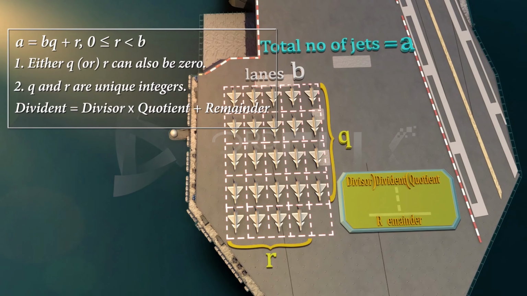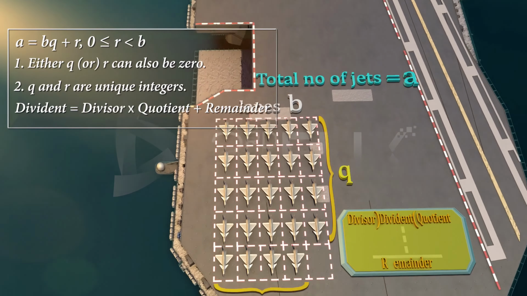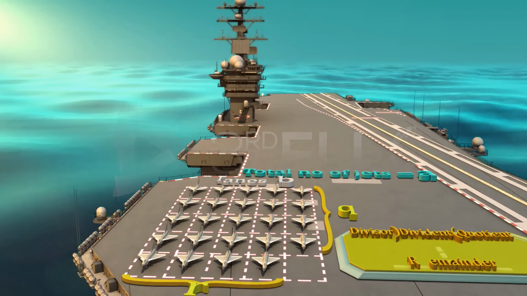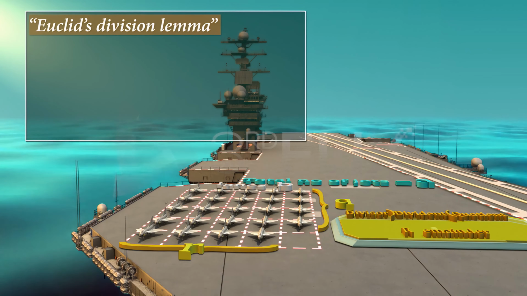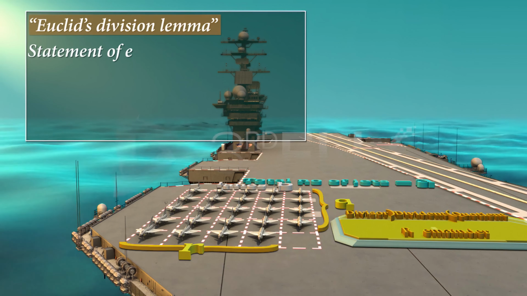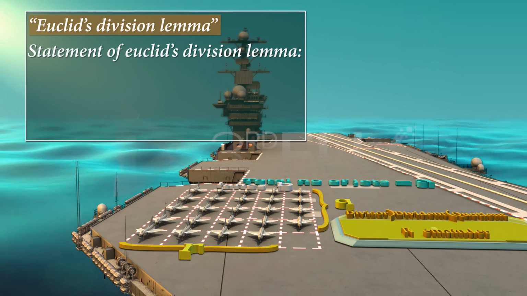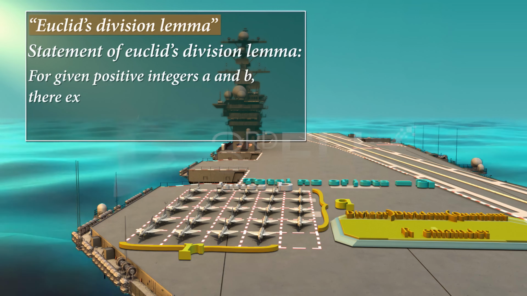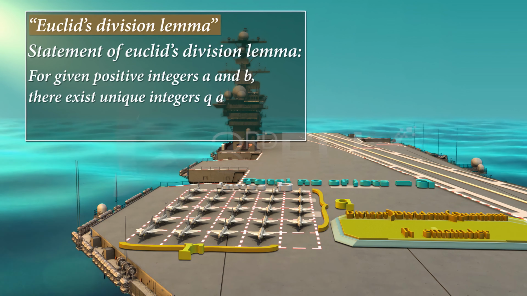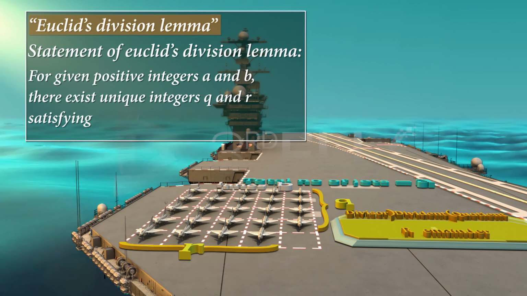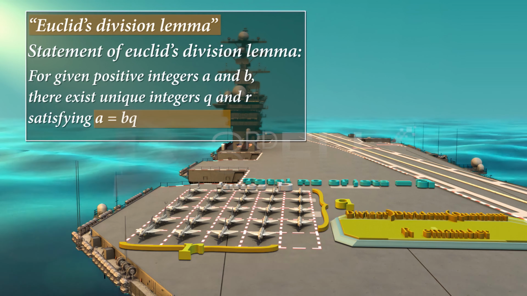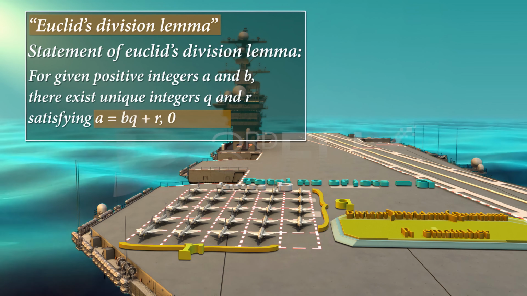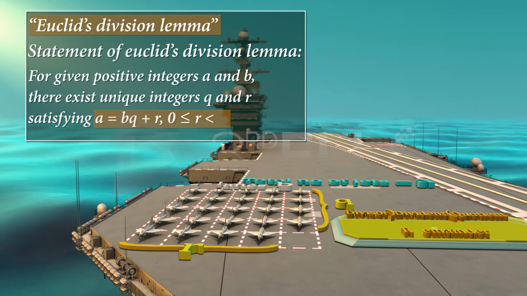Let us now give the formal statement of the result. Euclid's Division Lemma. Given positive integers a and b, there exist unique integers q and r satisfying a equal to bq plus r, 0 less than or equal to r less than b.